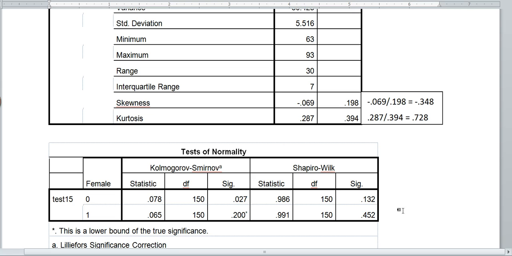But we also have our test of normality. And you can see that for the women, both the Shapiro-Wilk and the KS test came out to be not statistically significant. So that means that it's normal enough. It didn't violate the assumption. Whereas for the men, it seems like with the Shapiro-Wilk it still came out okay, but with the KS test it did come out statistically significant.